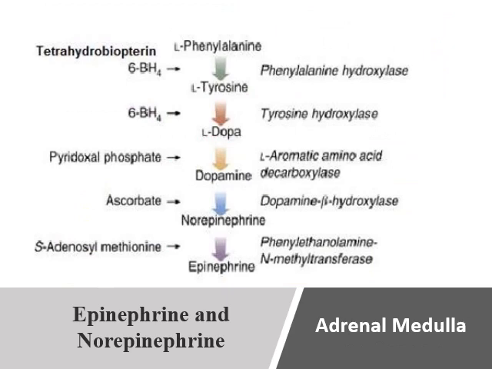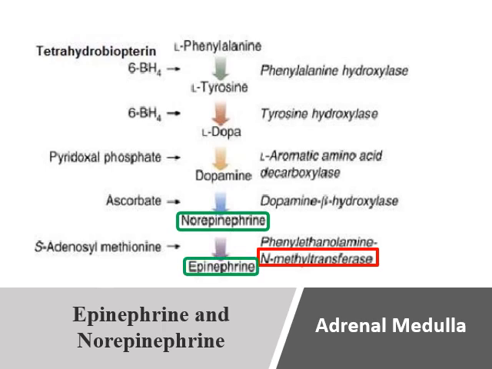Note that in adrenal medulla, the N-methyl transferase changes norepinephrine to epinephrine. That's why the adrenal medulla has the ability to secrete both norepinephrine and epinephrine. Both together are known as catecholamines. It's also important to know that the N-methyl transferase enzyme is not found in postganglionic sympathetic nerve fiber. It's only found in the adrenal medulla and some areas of the CNS. That's why the postganglionic sympathetic nerve fiber secretes only norepinephrine.